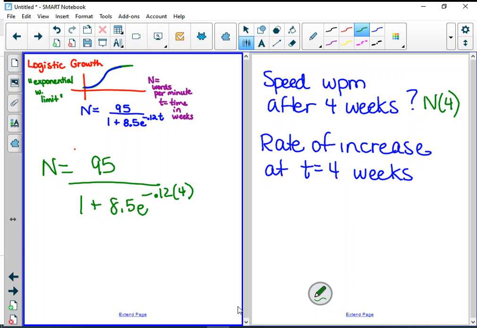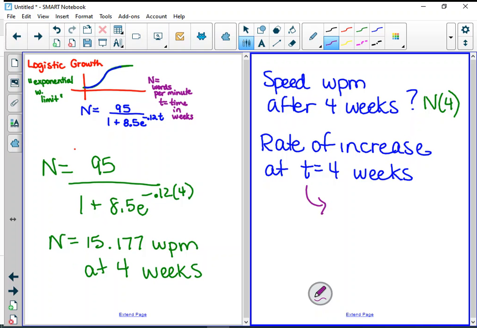Okay, so what did we say? So N equals 15 point blah, blah, blah. Oh, I have it over here. 15.177 words per minute at 4 weeks. So I'm going to type at about 15 words per minute at 4 weeks. The rate of increase at 4 weeks, that's N prime.